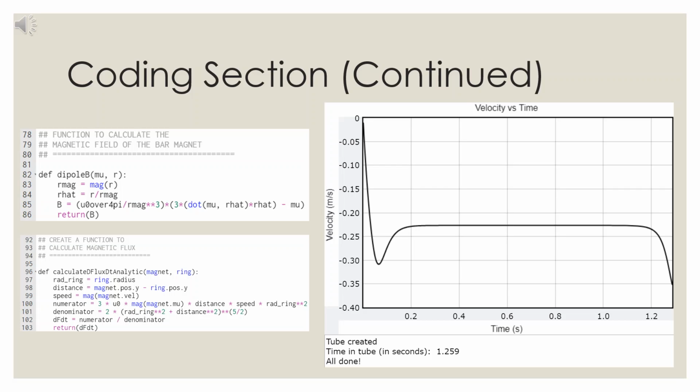On the right is a picture of the velocity versus time graph that my code produced. For a majority of the graph, the velocity is constant, which means there is no acceleration. The magnet falls more slowly through this tube than if it were just falling through the air.